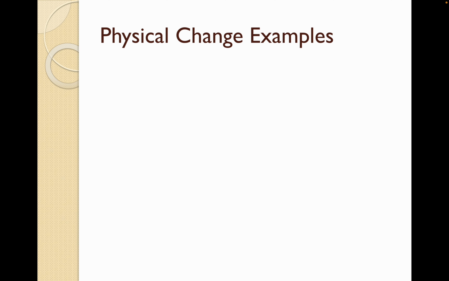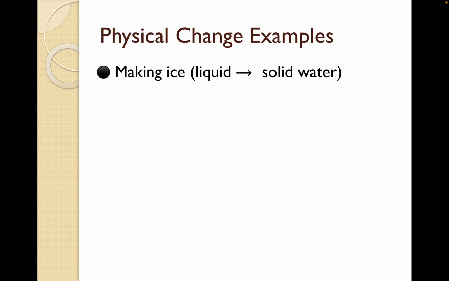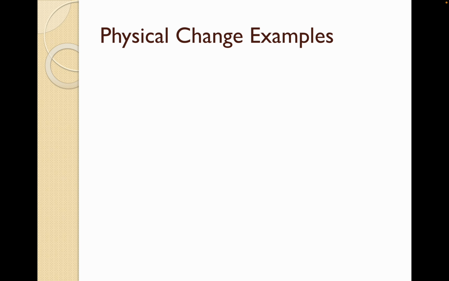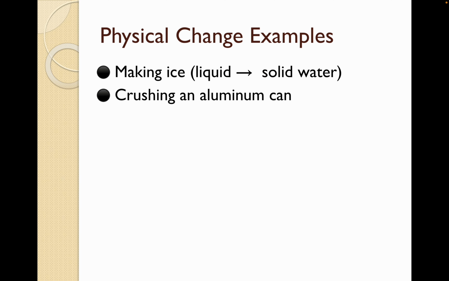Right? Physical change examples. This one can be confusing at times for certain reactions. So making ice, liquid to solid water. Did a chemical change occur when you made ice? No. You just changed the state of matter. And if we go back here, you see solid, liquid, or gas. That is a physical attribute. Crushing an aluminum can. You didn't change any chemical makeup, you just changed the appearance. Again, it goes into appearance.